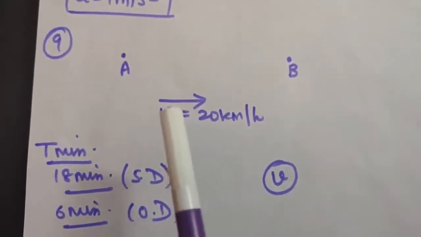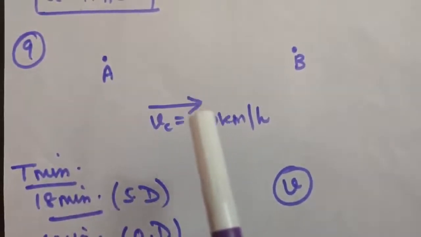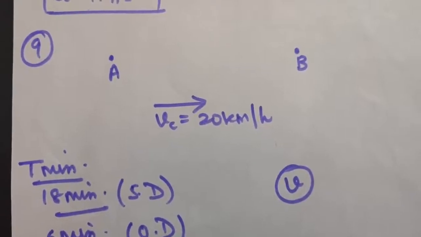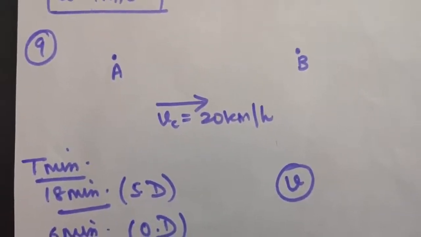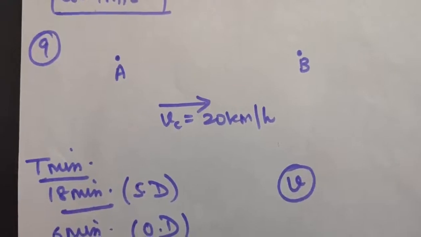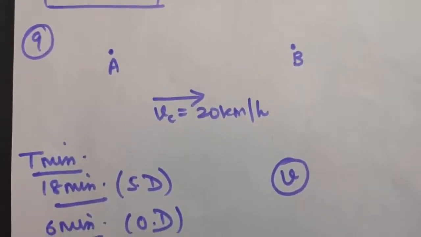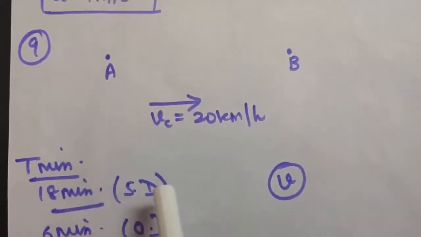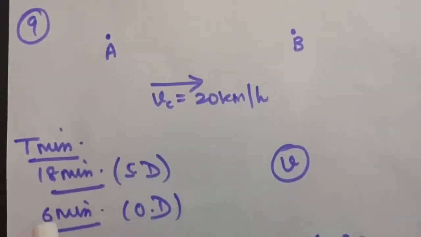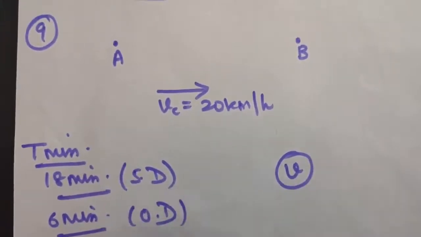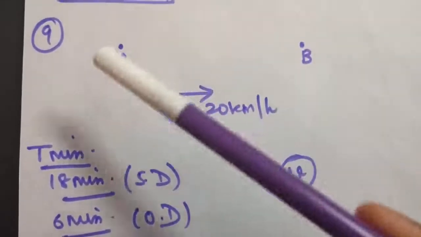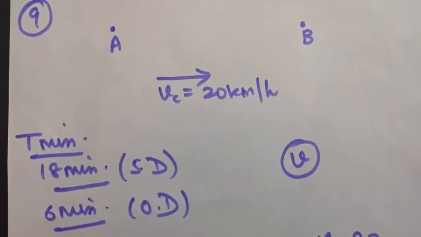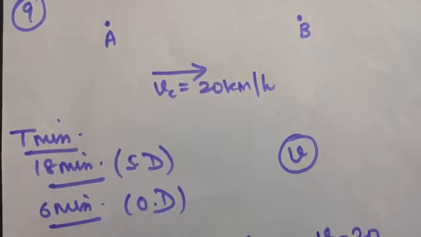So there is a cyclist who is traveling in the A to B direction with a speed of 20 km per hour, and he notices that a bus goes every 18 minutes in the direction of his motion. That means after every 18 minutes, a bus is going in the same direction as the cyclist, and after every 6 minutes, a bus is going in the opposite direction of the cyclist, that is from B to A. Now we have to calculate what is the time period T of the bus service and with what speed the buses ply.